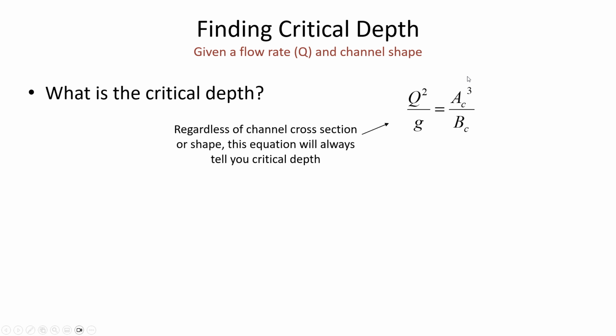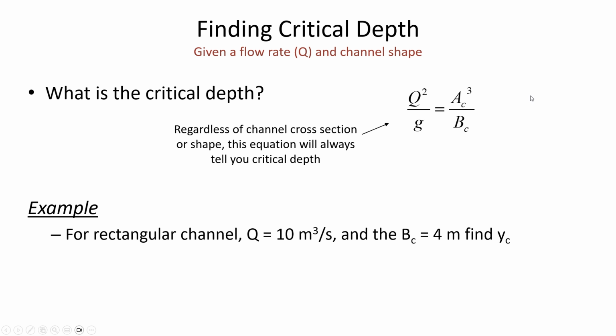So this is what we would use to determine the critical depth for any kind of channel, whether it's rectangular, trapezoidal, triangular, or circular. Regardless of the shape, you can use this formula to determine the critical depth. Just as an illustration of how you'd use it, let's say we had a rectangular channel that is 4 meters wide. If it's 4 meters wide and rectangular, then that's both the top width and the bottom width. And we're putting a flow rate of 10 cubic meters per second through that channel. We want to know what the critical depth is.